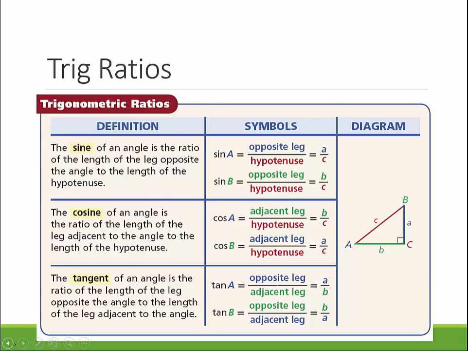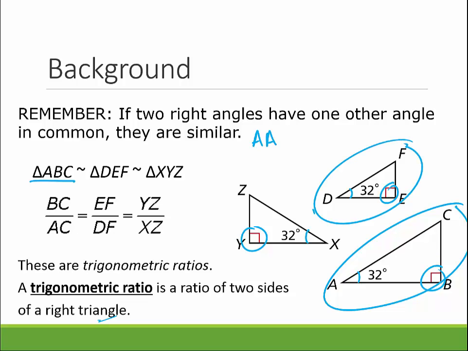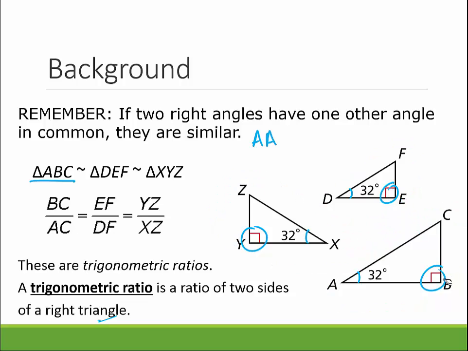This is the AA similarity theorem. So the right angle, these all have in common, and then they all have a 32-degree angle. So that means that triangle ABC, this big one down here, is similar to DEF, which is similar to XYZ here. Now that we know they're similar, we also know that their side lengths are proportional. So this one takes one of the legs, like the short leg, and that's proportional to the hypotenuse, which is the same as this short leg and this hypotenuse, which is the same as this short leg and this hypotenuse.